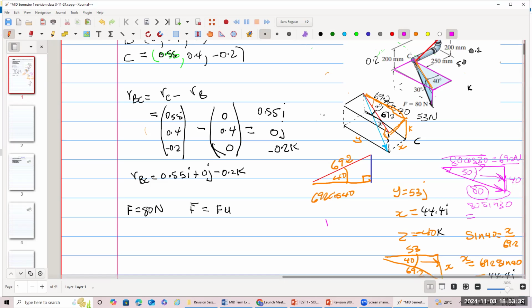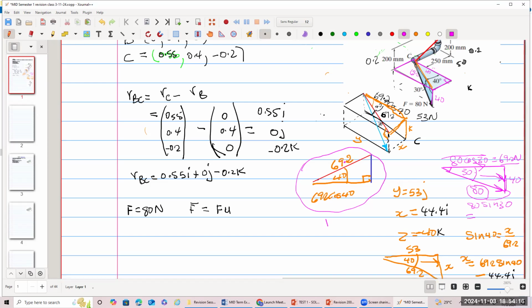So this works out to be 40. This is 69, coming down, 69.2 for this orange line. And then you need to work out this. Once you have this, this is 40. Up here, you have another right angle triangle right here. See the right angle triangle mapping out there? This one right over here. So this is 69.2, and 40.